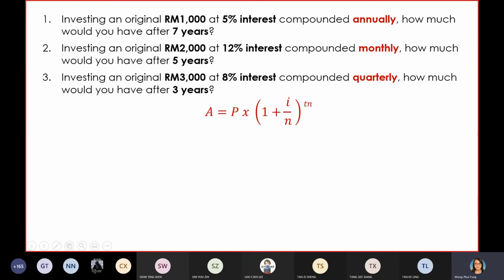Okay, so now your turn. Try the second. Can anyone tell me what is the A and what is the interest? Try question 2 and question 3. Okay, try. Can anyone help me calculate question 2? We start with question 2 first. Original 2000, interest 12%, compound monthly. How much would you have after 5 years? Can anyone help me?